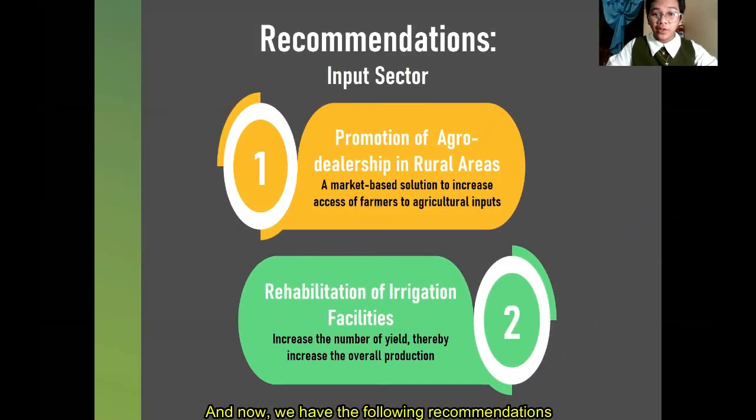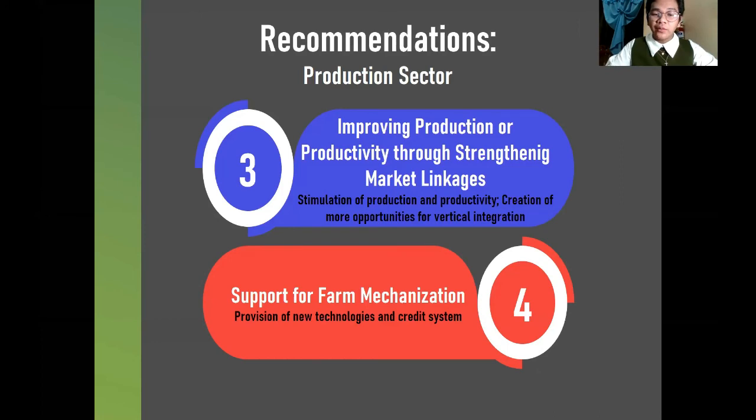And now we have the following recommendations. Number one, for the input sector, we have the promotion of agri-dealership in rural areas, a market-based solution to increase access of farmers to agricultural inputs. Number two, rehabilitation of irrigation facilities to increase the yield, thereby increasing the overall production. For the production sector, number three, we have improving production or productivity through strengthening market linkages, stimulation of production and productivity, and creation of more opportunities for vertical integration. For number four, we have the support for farm mechanization, provision of new technologies and credit system.